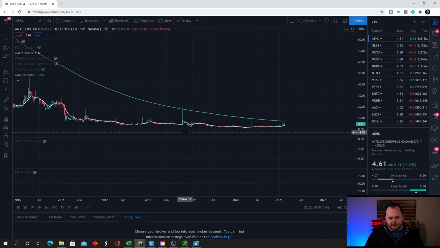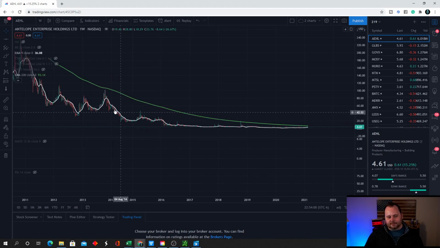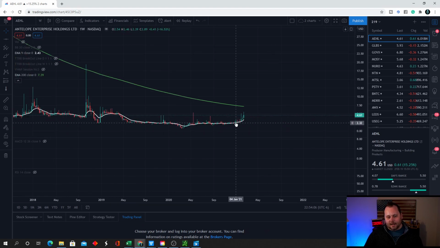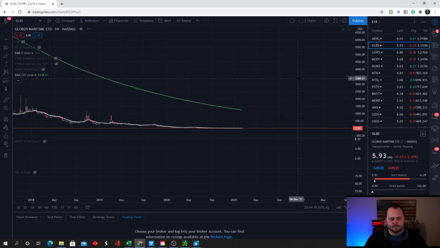What I'm looking for here is I want to see how this 200 EMA is responding with this 9 EMA. I'm basically going to be looking for stocks that are just beat down over time, and I want to see the crossover right here at the end on this weekly chart. So let me just scroll through here and I'll show you how easy I can find a trade.